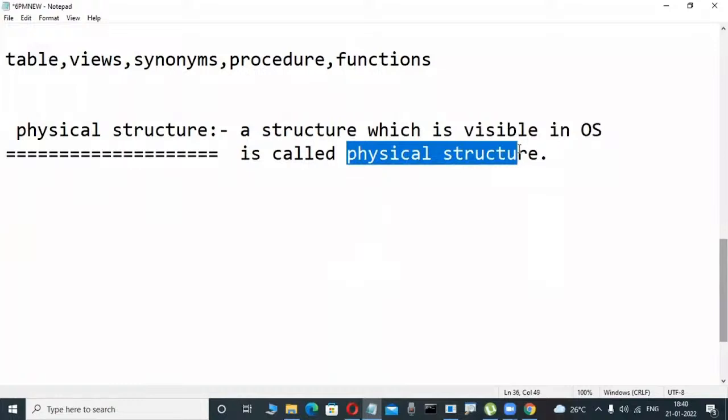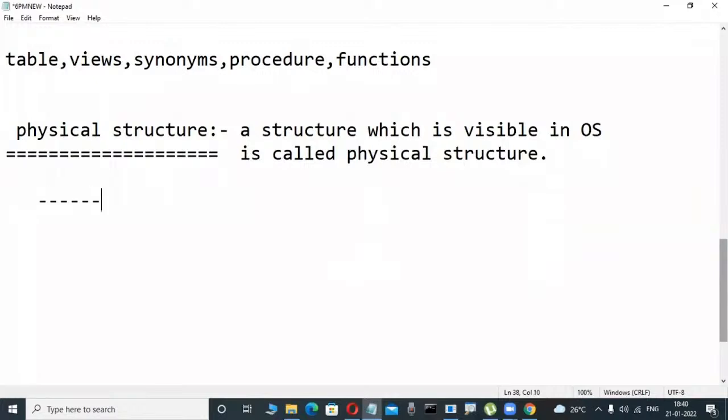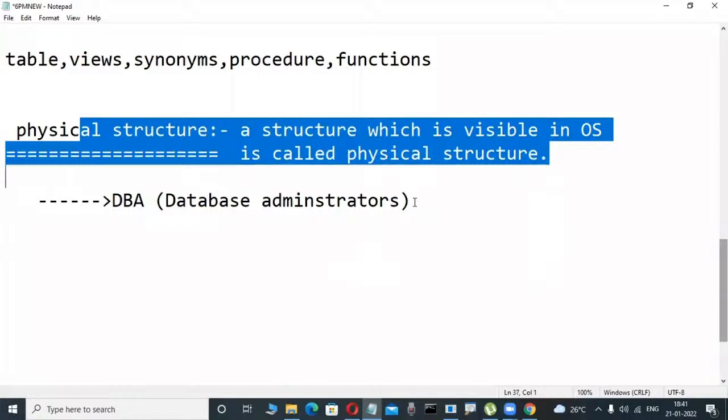But who works in the physical structure? Not you or me; a different type of person works there: the DBA, the database administrator. In project work there are other types of persons in a database, but only database administrators work in the physical structure.